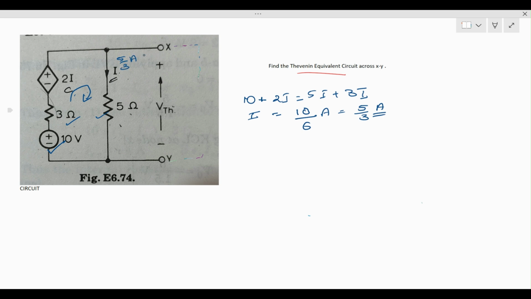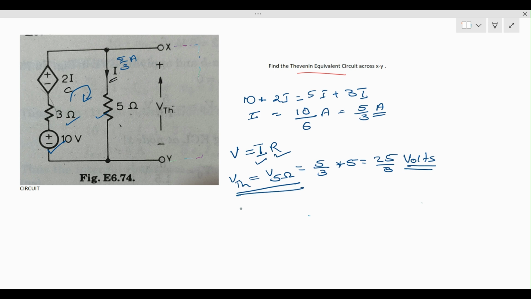So what will be the potential across the 5 ohm resistor? We have the voltage current relation V equals IR, right? We have the current and the resistance. So V Thevenin, which is equal to the potential across the 5 ohm, is I into R. What is I? 5 by 3. What is R? 5 ohm. So 25 by 3 volts, right? So this is the Thevenin voltage.